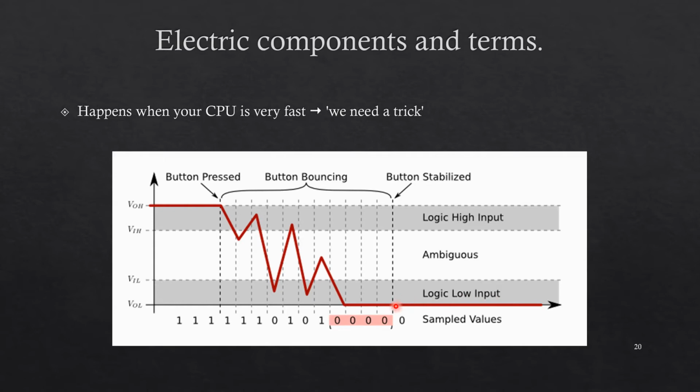Low is 0. And in between those two, when the buttons start to bounce, you would read just a bunch of random inputs, highs and lows. This happens because your CPU is too fast, it's faster than the button itself, and you need a special trick to mitigate this from happening.